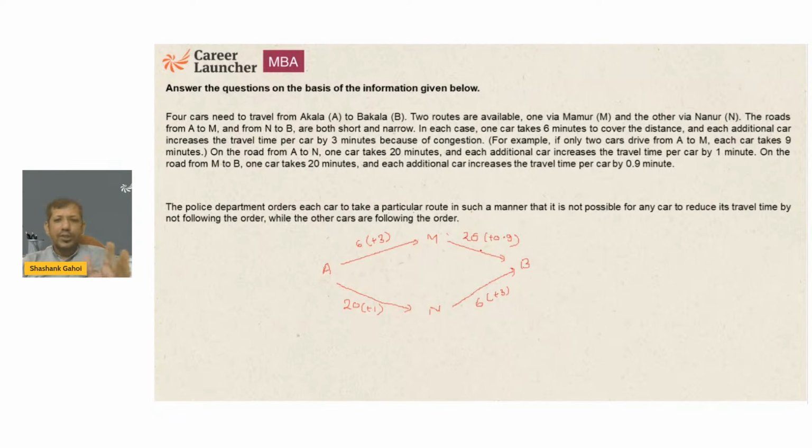And this is what the question is. If I have one car only in A and B, and one car on the other route, so A and B is going to be what? That is going to be 6 minutes plus 20 minutes, that's going to be 26 minutes. If I send one car over here and one car over here, if there are two cars only, both of them are going to take 26 minutes and both reach B in 26 minutes.